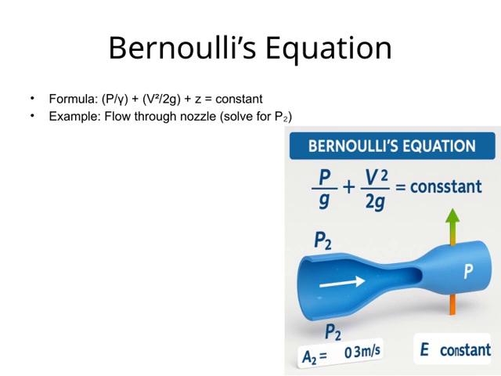For example, when fluid speeds up, like through a nozzle, the pressure drops, or if it moves to a higher elevation, the pressure adjusts accordingly. In our example here, we're solving for P2, the pressure at a specific point after the fluid passes through a nozzle. Understanding how to manipulate this equation allows us to predict pressure changes based on velocity and height differences, key for designing efficient systems. So, Bernoulli's equation isn't just theoretical. It's a practical tool that helps us analyze and optimize fluid flow in many engineering applications.